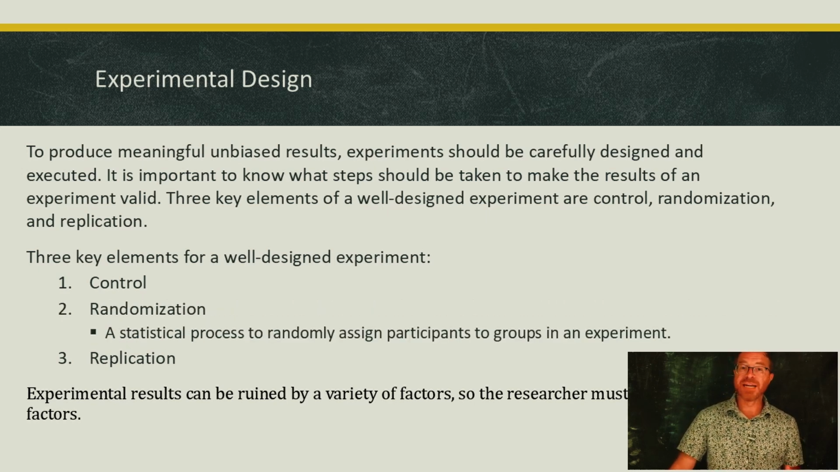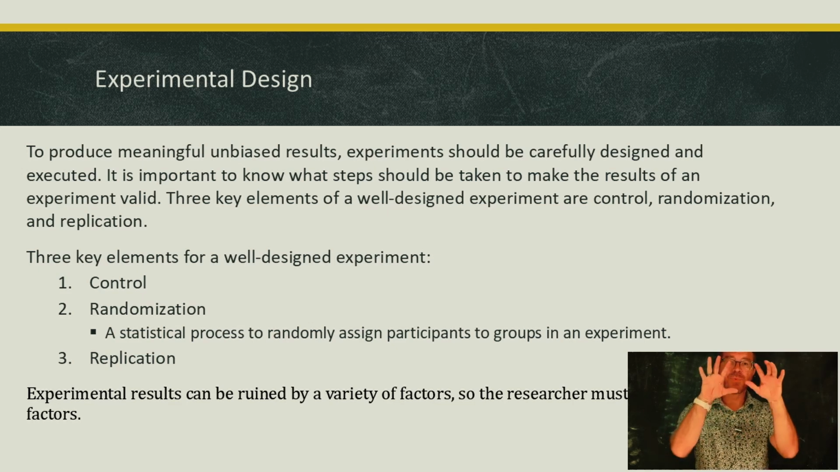The next one is randomization. It is a statistical process to randomly assign participants to groups within an experiment. Now, there's two ways we'll talk about this later on. The first one we talked about is control versus the experimental group. So when you get a sample, generally what you want to do is you want to have everybody in one big group and then use randomization to determine which group that they go into.